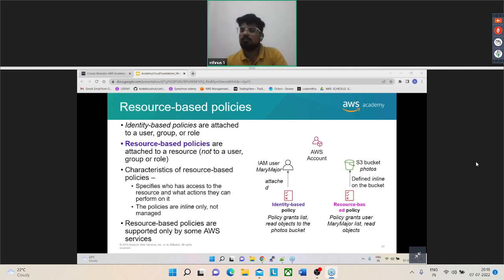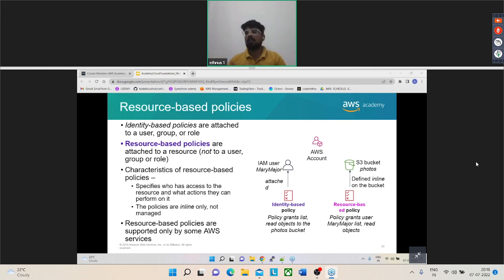Okay, so under the resource-based policy, this will be created as an inline policy for that particular S3 bucket. When this policy is applied to a particular S3 bucket, what will it grant? It will grant user Mary Major permission to list and read objects. So now we are defining all these permissions inside the S3 bucket resource-based policy.